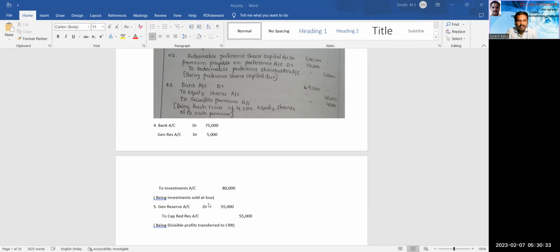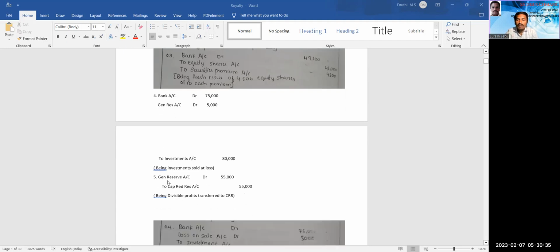Understood? Then now how much do you need? 55,000, you need for what? Capital redemption reserve, because 45,000 rupees new shares you have received. Correct? So now journal entry: General reserve account debit 55,000 to capital redemption reserve account 55,000 credit. Being divisible profits transferred to CRR, capital redemption reserve.